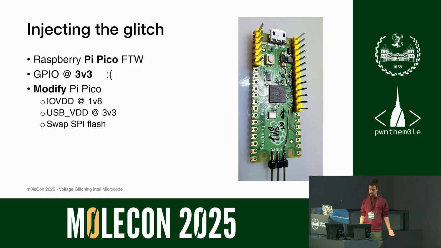Okay, now we got the hardware set up. The software is good. How do we inject the glitch? Being a very cheap hacker, I always love the Raspberry Pi Pico because it's so cheap. You can just use anything else.